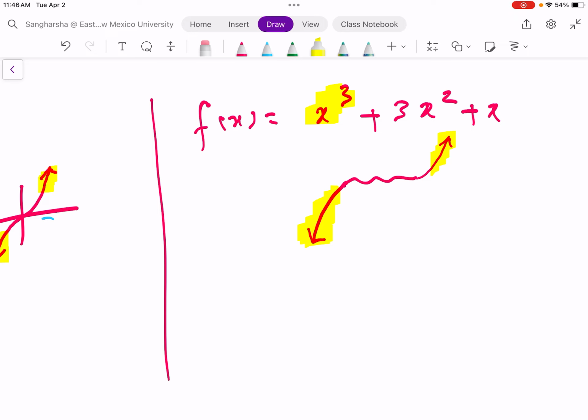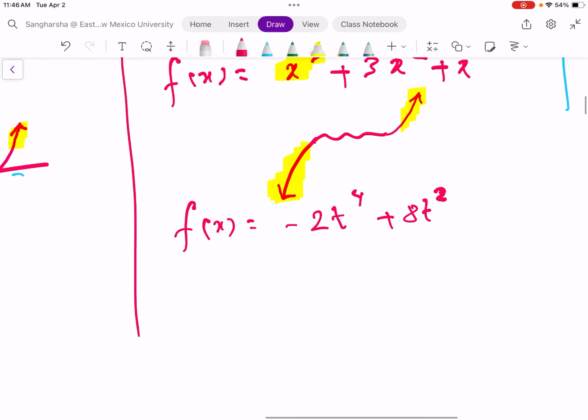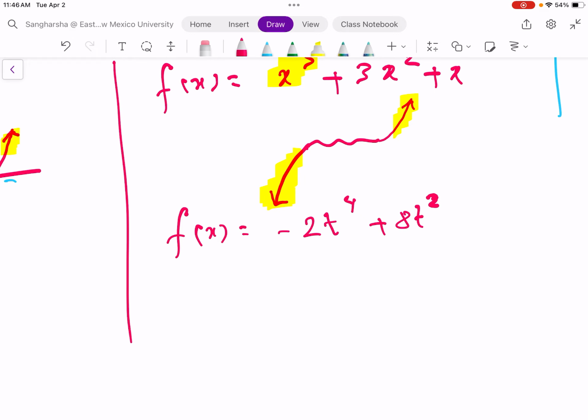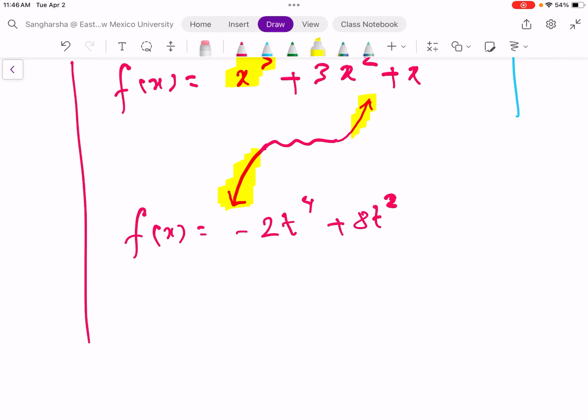Let me take a different function. f of x equals negative 2t to the power 4 plus 8t squared. You don't need to plot points to know the shape of the graph. We can use this test. For this function, what is the leading term? That's what you need to know first. Negative 2t to the power 4 is the leading term. What is its degree, even or odd? Even. Is the coefficient positive or negative? Negative. So let's go back here.